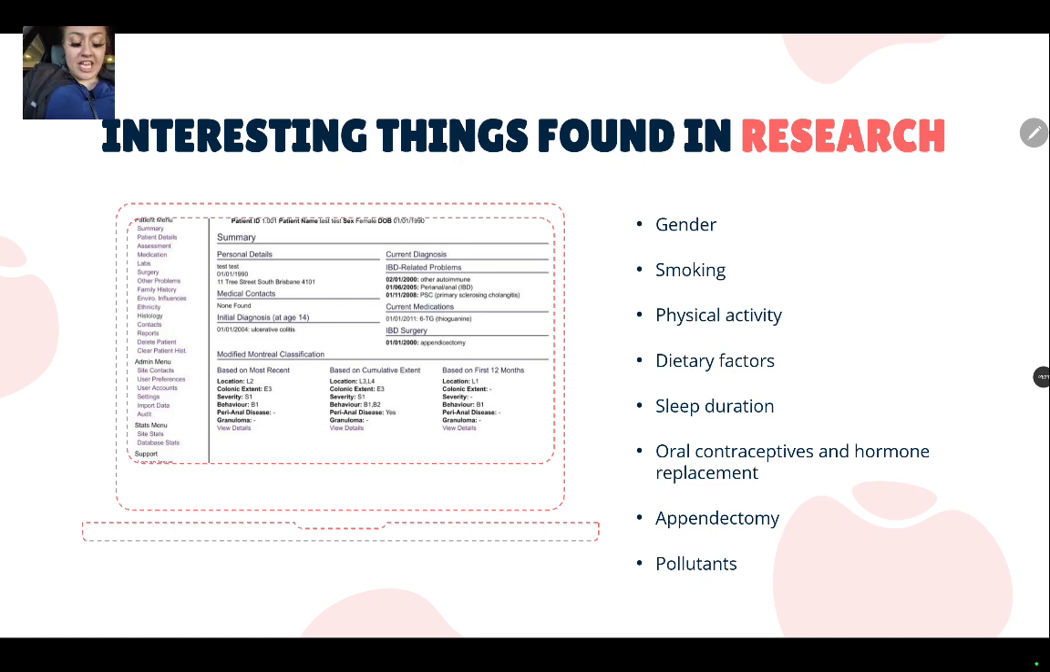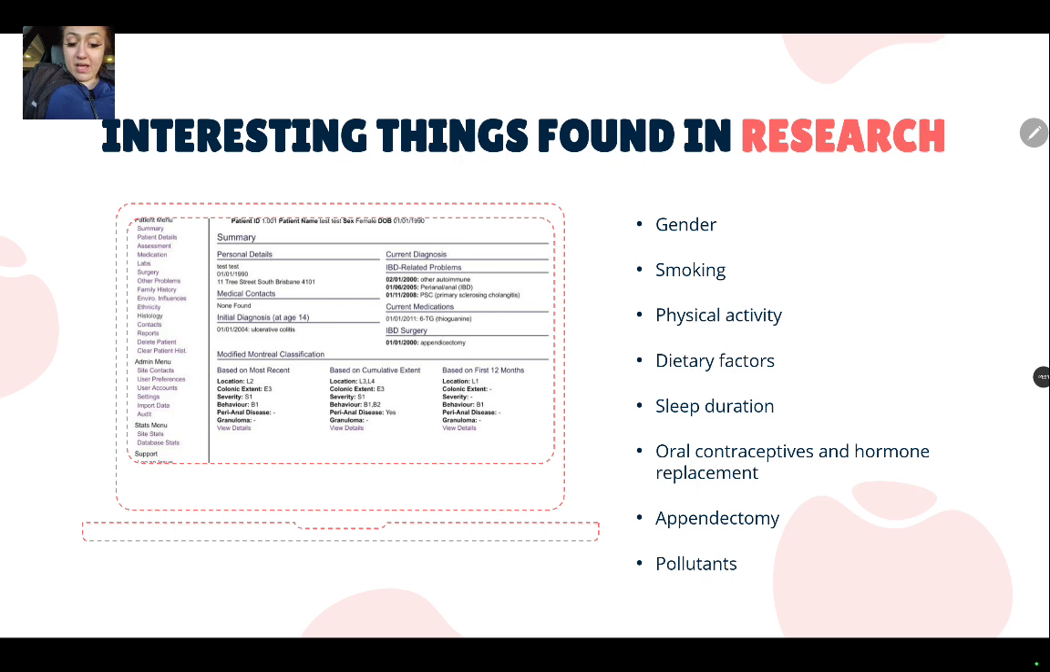Oral contraceptives and hormone replacement therapy. Oral contraceptive use was associated with a higher risk of both ulcerative colitis and Crohn's disease compared to those not taking those. And in a study of postmenopausal women on hormone replacement therapy, it showed that its use was associated with an increased risk of ulcerative colitis, but not Crohn's disease.